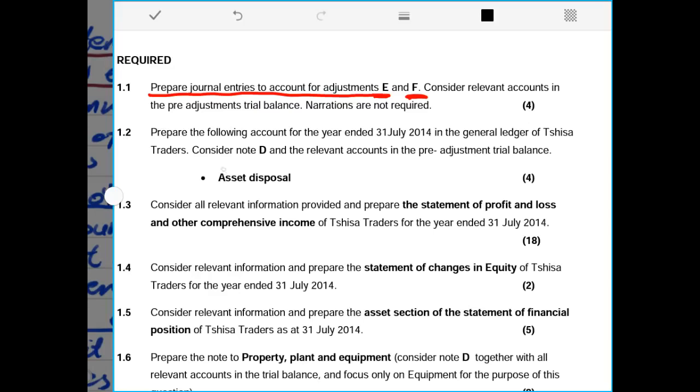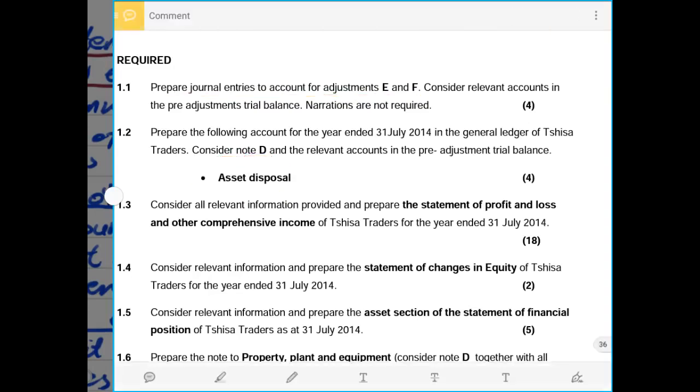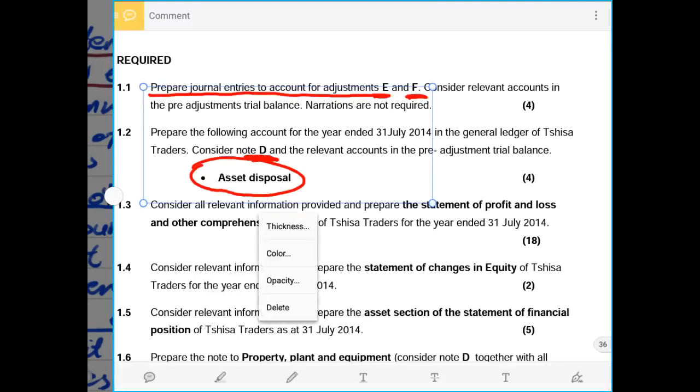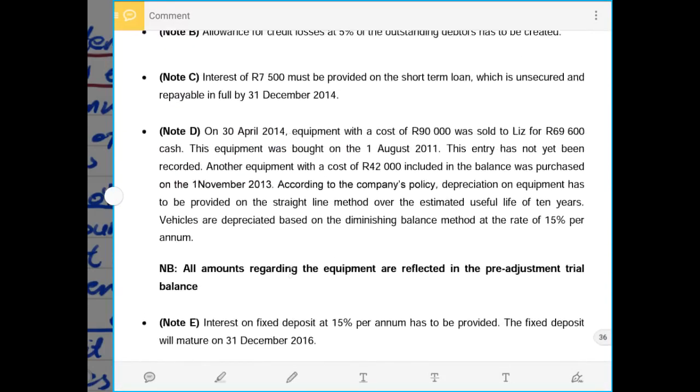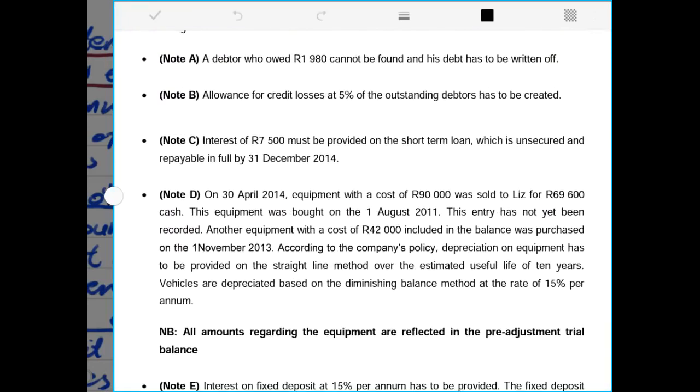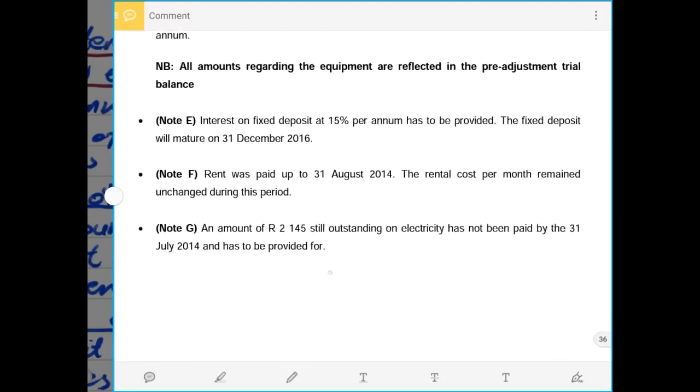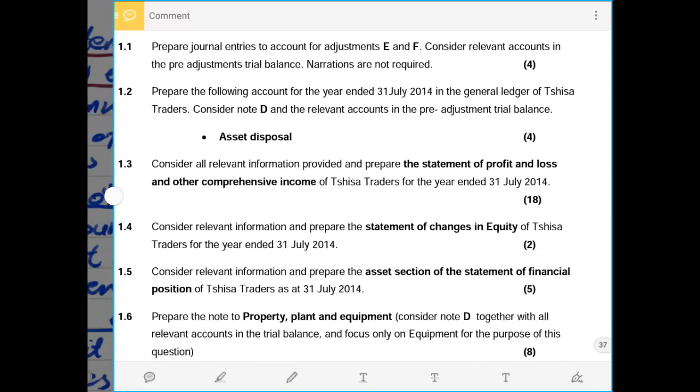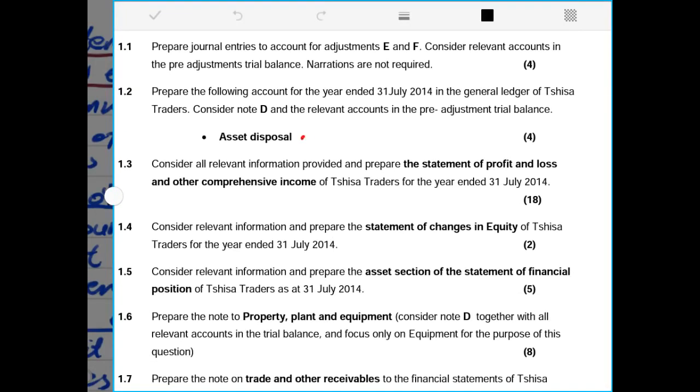1.2, we are required to do the asset disposal. So it means there was an asset that was disposed, and they say refer to note number D. We can't just do asset disposal alone without other workings. Under note number D, it tells you that on the 30th of April, equipment with a cost, so equipment that was costing 90,000 rands, was sold. That therefore means that the asset disposal they are referring to here is the disposal of equipment.